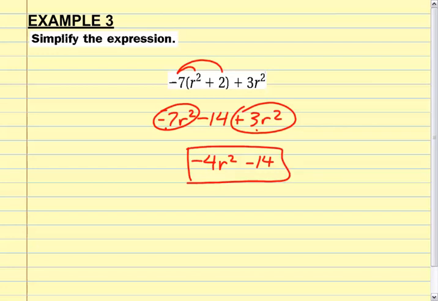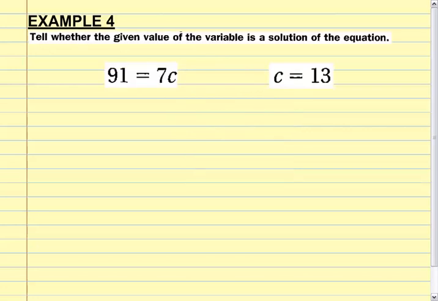All right. Can I put these two together, Allie? Why not? They're not like terms, exactly. Okay? They don't have the same variable stuff. All right, let's look at the next one.